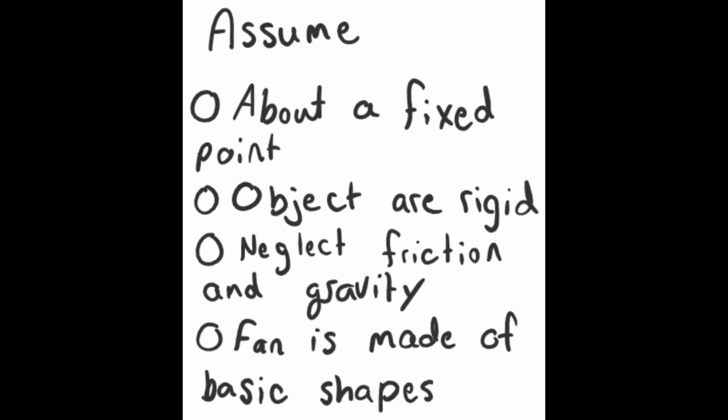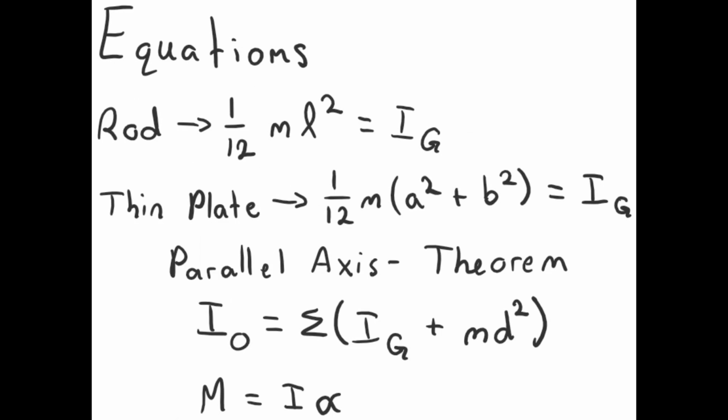Now, on to the assumptions. Some assumptions that I made about the fan are that it rotates about a fixed point. All the objects that I chose are completely rigid. I neglected friction and gravity. Gravity was not necessary because I'm only looking at the spin, and I believe nothing should be affected by gravity since every single piece is equally affected. And also the fan was made out of basic shapes rather than all the complex curves that it has in real life.